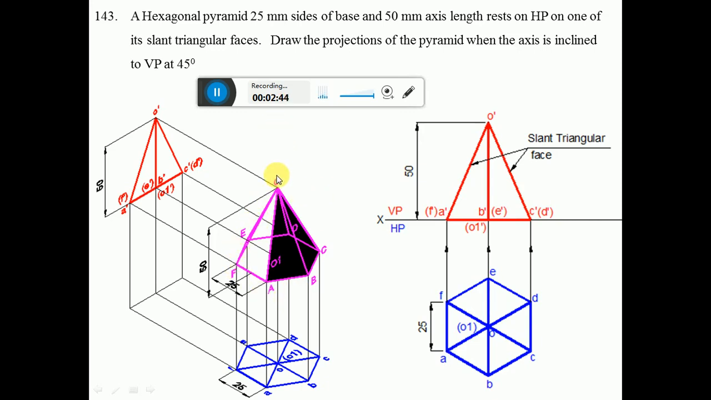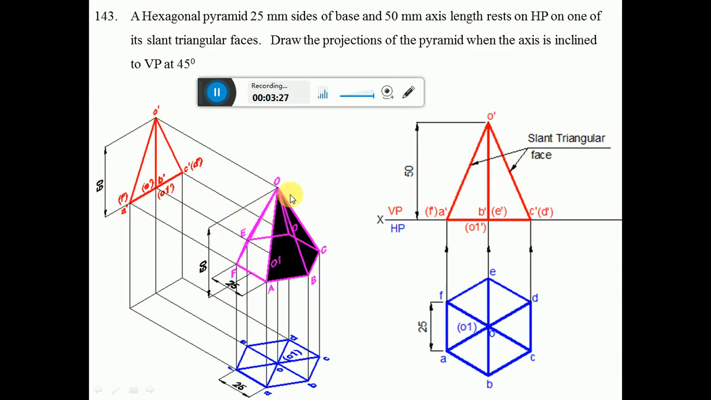When you look from the top view, O is near to the observer, so O is visible, and O1 is away from the observer, so it becomes invisible. Similarly, when you look from the front view, we can see the height of the pyramid, which is 50 mm. ABC is near to the observer, so A dash, B dash, C dash is visible. DEF is away from the observer, so D dash, E dash, and F dash become invisible. O1 dash is hidden by the edge or the point B, so it will be invisible. Since O is the apex point, it is visible.